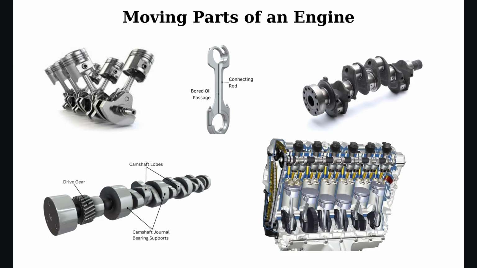Now I will talk about how all these moving parts work together. The piston moves up and down inside the cylinder. The connecting rod transfers this motion to the crankshaft. The crankshaft converts this motion into rotation. At the same time, the camshaft controls the valves, which open and close to allow air and fuel in and let exhaust gas out.